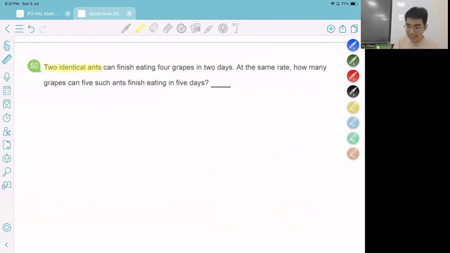Two identical ants can finish eating 4 grapes in 2 days. At the same rate, how many grapes can such ants finish eating in 5 days? So you see over here, the outcome is eating grapes. Right. And there are two things influencing the outcome. First, the ants, which are the workers, the people or characters doing the work. And also, there's the time, 2 days.